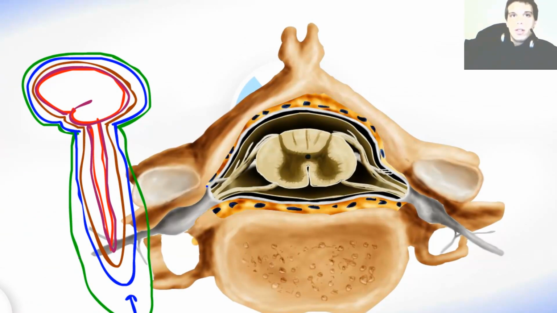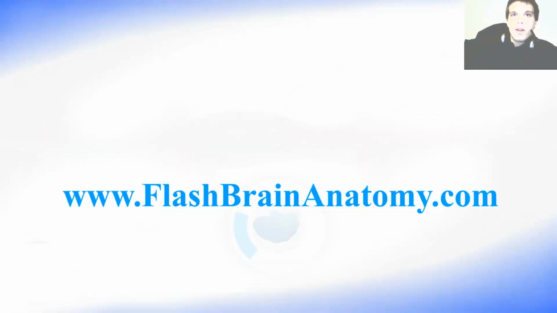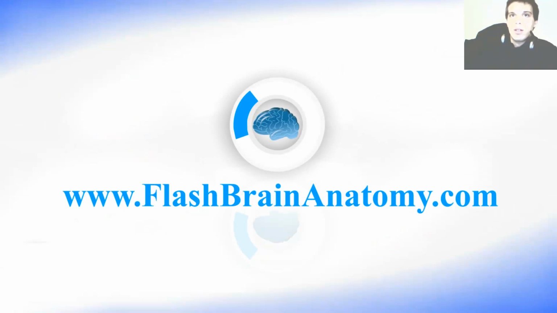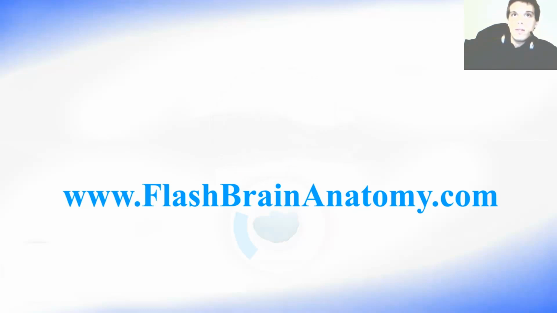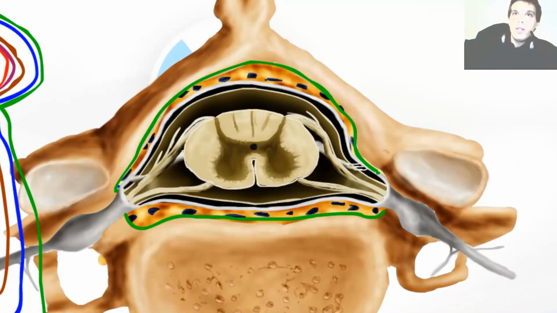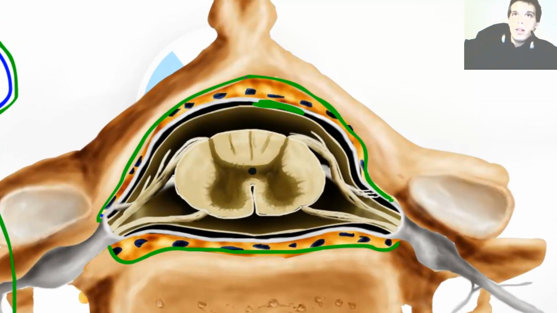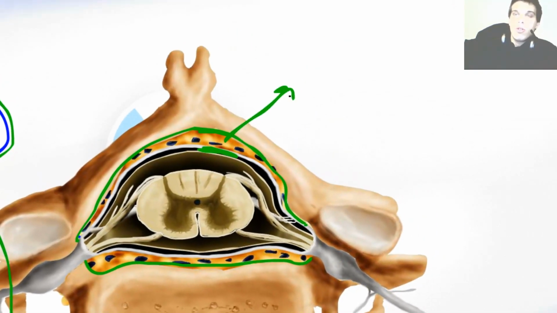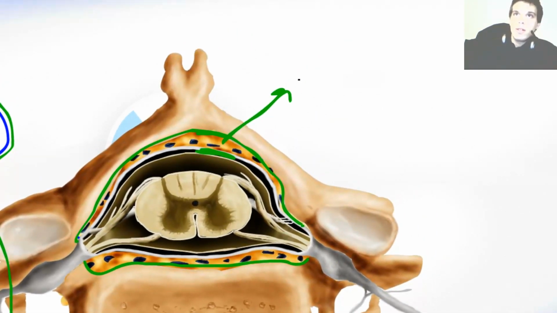So I will illustrate this last layer of dura mater, and as I said, it goes along with the bone. So over here also. And that's it. And the space between these two layers, the layer that creates the dural sac and the periostal layer, this space over here is called the epidural space.